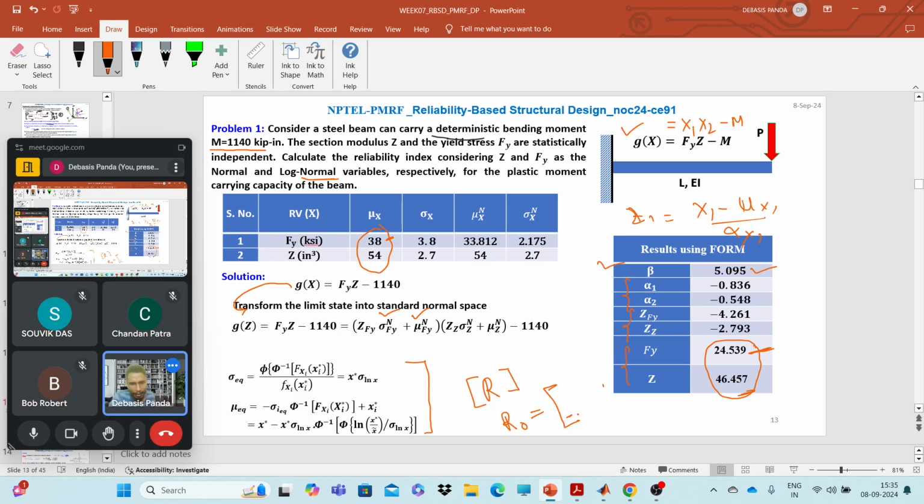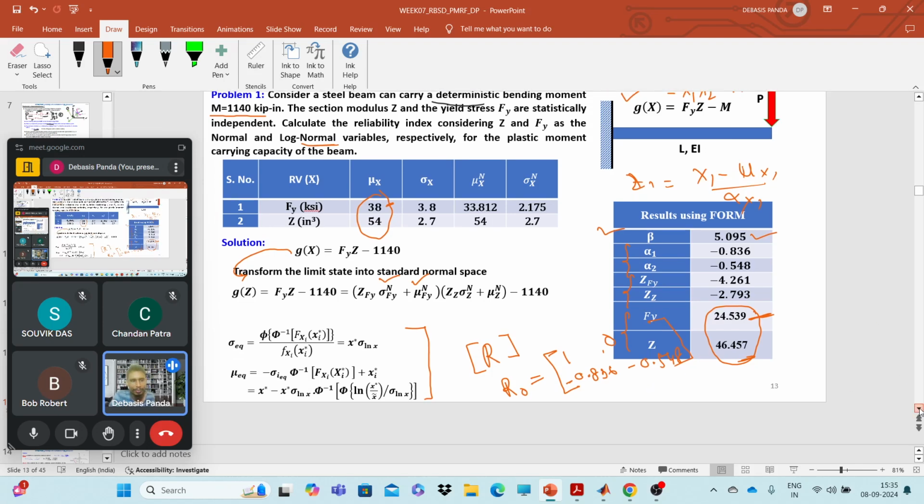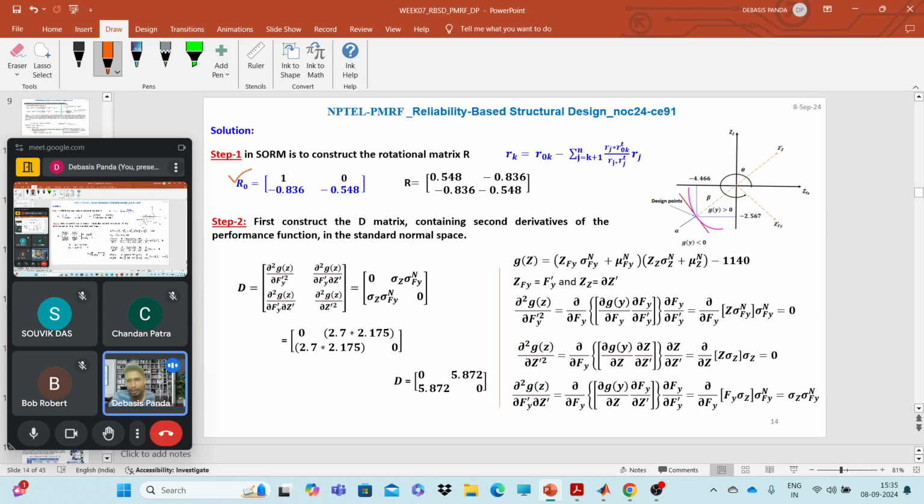So here the final direction cosines are minus 0.836 and minus 0.548, and here will be 1 and 0, right? That is the R naught matrix. Now once we have the R naught matrix, we use the Gram-Schmidt orthogonalization. This R naught matrix we directly get from the direction cosines, which we have from the first order reliability analysis. Now apply the Gram-Schmidt orthogonalization using this formula. Now put all these values, you will have this row.